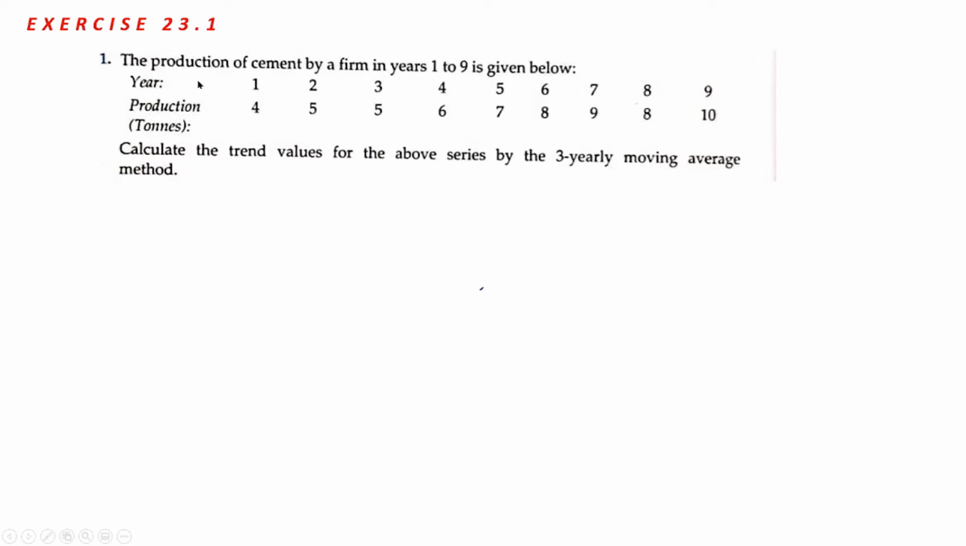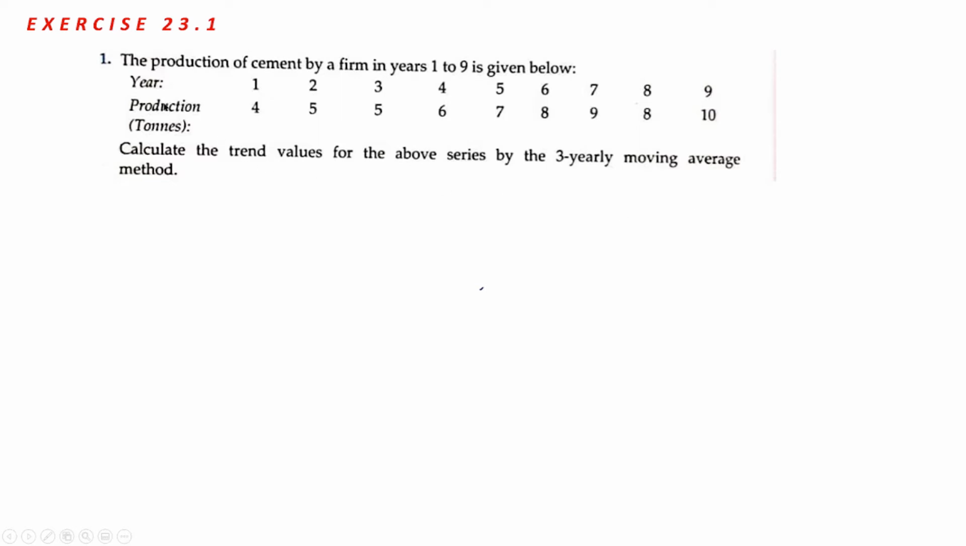The first question: the production of cement by a firm in years 1 to 9 is given below. For years 1 to 9, the production in tons is given here. Calculate the trend values for the above series by the 3-yearly moving average method. So here we have to use the 3-yearly moving average method.